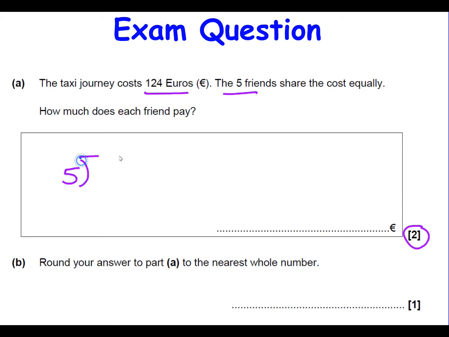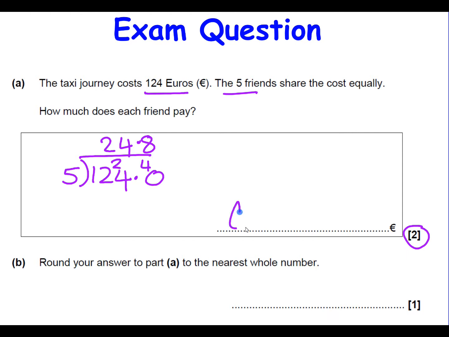So 5 into 124. 5 doesn't go into 1, but 5 goes into 12, twice, remainder 2. 5 goes into 24 4 times, and this is where our whole number stops, remainder 4. Introduce a holding 0, so 5 goes into 40 8 times. So 124 divided by 5 is 24.8.